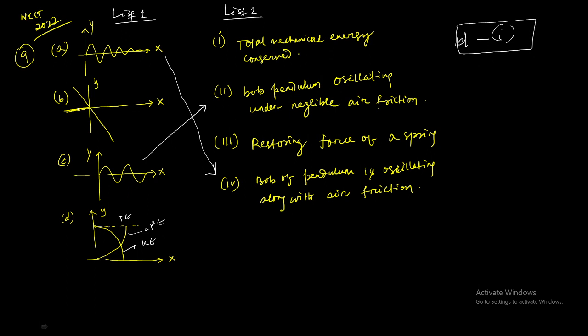Now for this one, B option, this is the restoring force of a spring, because you know that F equal to minus Kx. So F equal to minus Kx means the graph will look like this between force and x. Got it? The graph will look like this because the negative sign is sitting here. So this will be your option number 3. Got it?